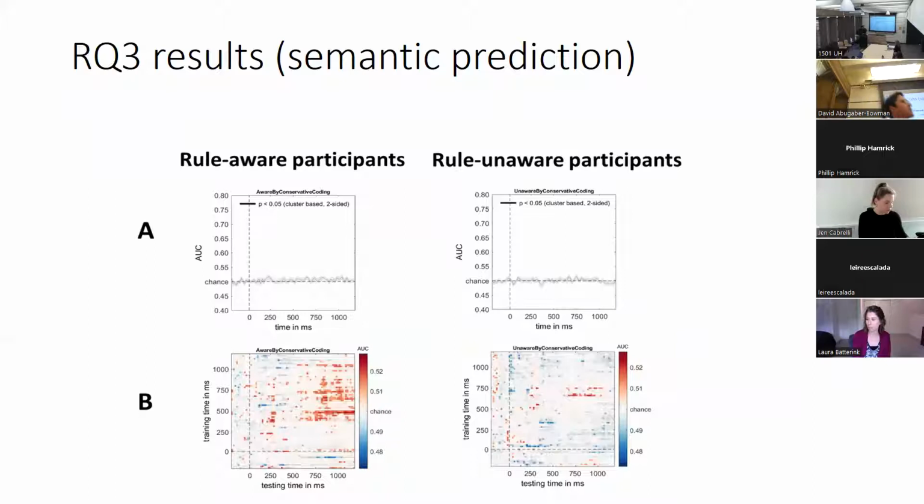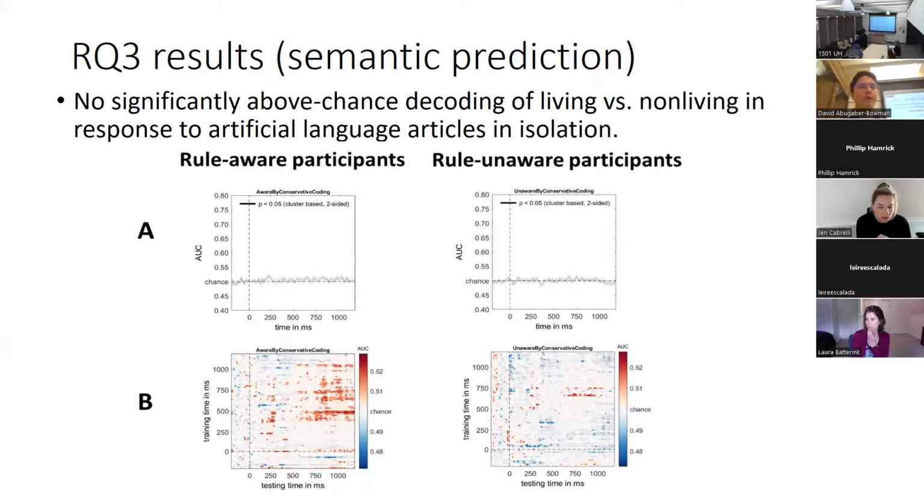What do we get here? We did not find significantly above chance decoding accuracy. So neither for the rule aware participants nor for the rule unaware participants do we get significant results, either in diagonal decoding or in the temporal generalization matrices. Even though this looks very red, the fact that it's not highlighted and bolded shows that it's not above chance when you correct for multiple comparisons. So we don't find signs of prediction in either group.